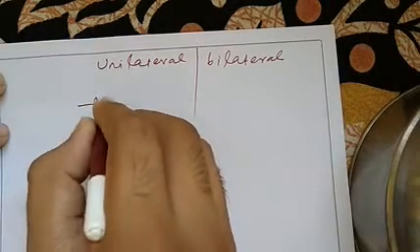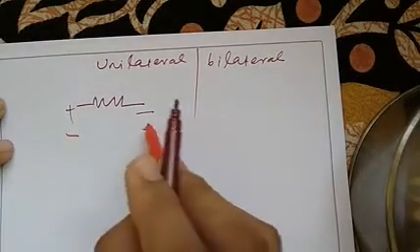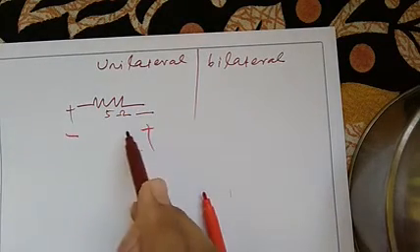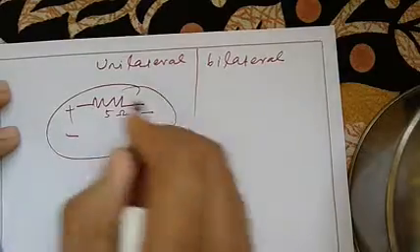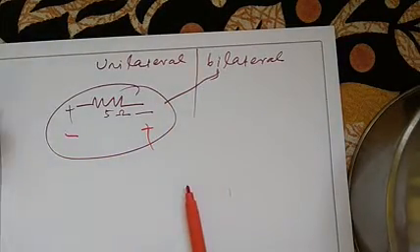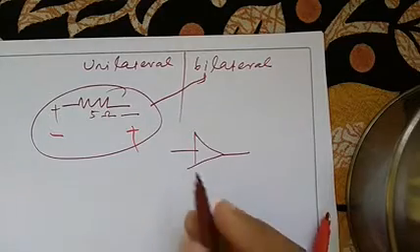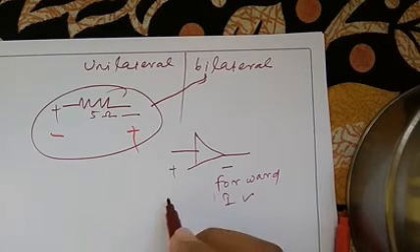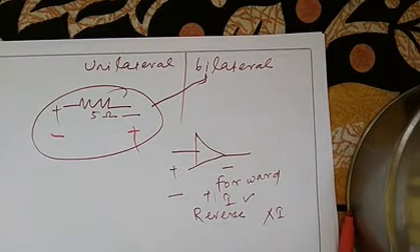If this is a resistor and you connect positive and negative here, or negative and positive here, in both cases it will offer 5 ohm. It doesn't depend on which polarity is given here, so this is a bilateral element. In both directions it works. But unilateral elements are like the diode. If you give positive and negative here, it is forward bias and current I will flow, but with negative and positive it is reverse bias, so no I, current will not flow. So these are the examples of bilateral and unilateral elements.